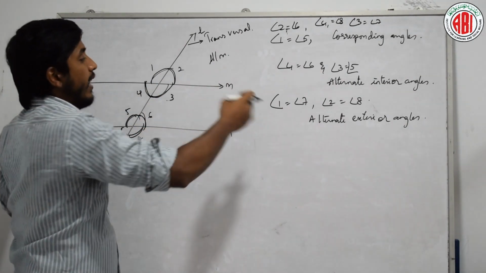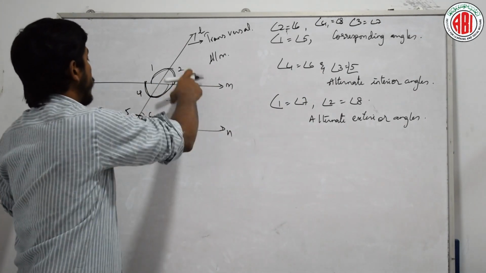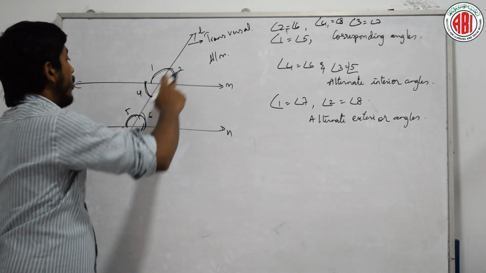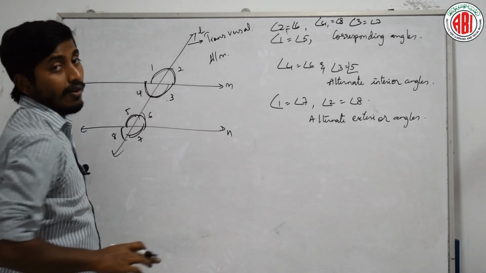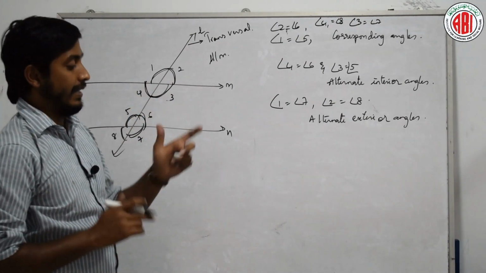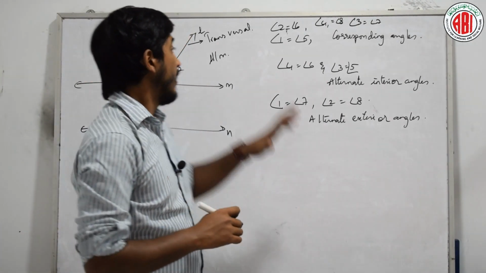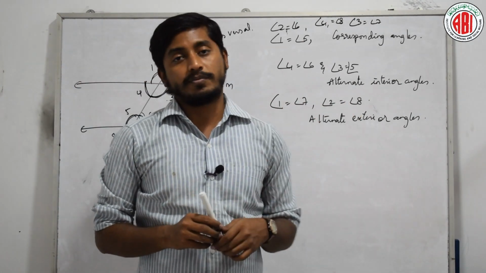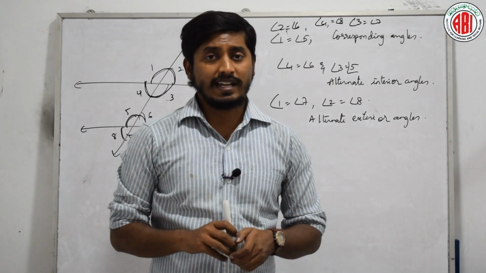Is it fine? And the next alternate exterior angles. 2 is equal to 8. 1 is equal to 7. Is it right? 2 is equal to 8. 1 is equal to 7. These are alternate exterior angles. Is it clear? These are very important. Based on this, we are going to solve most of the problems today. Is it fine? Shall we start?